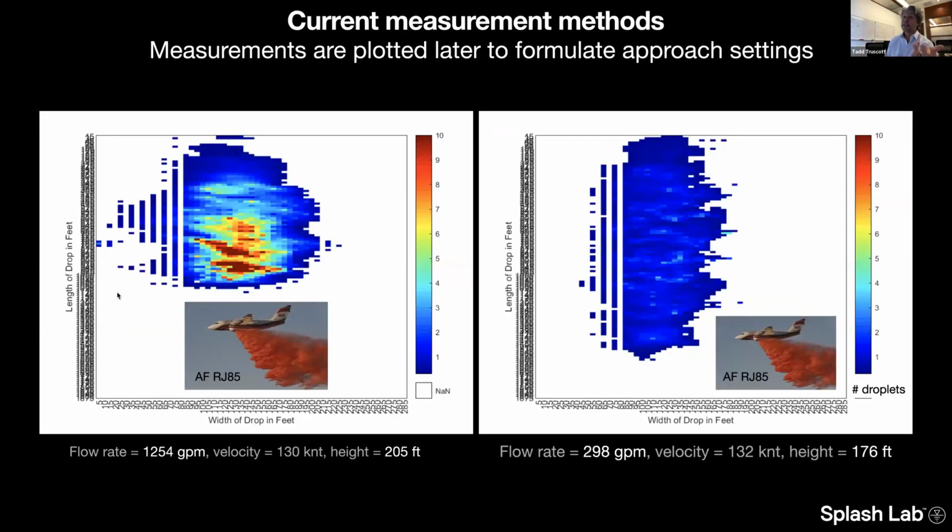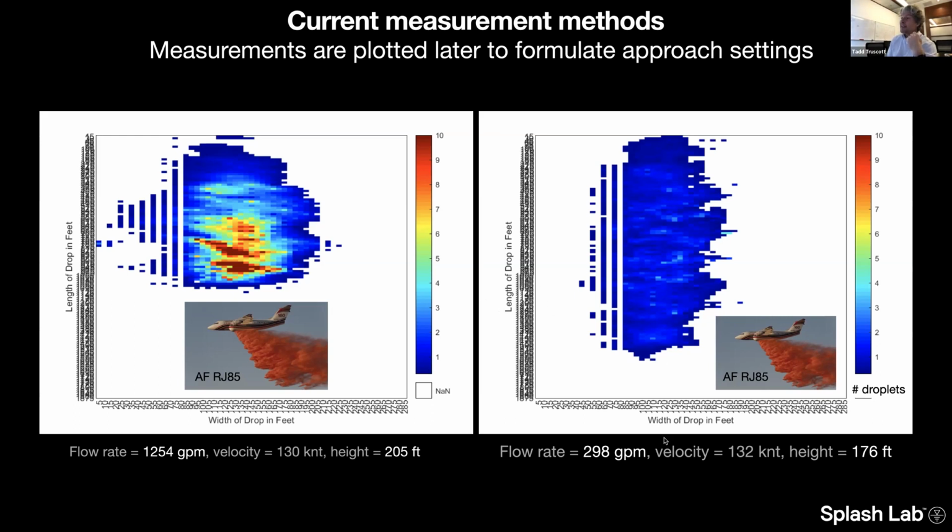And when they do, this is what they get. They get basically the length of the drop in feet, the width of the drop in feet. The airplane is traveling from the bottom to the top here. This is from an AFRJ 85, for instance, at 1,254 gallons per minute. The velocity is 130 knots and the height is 205 feet off the floor. And you see what the coverage looks like, anywhere from 0 to a 10. And they have their own way of explaining what this means, but basically just think of it as like millimeters per cubic meter or something like this, okay?